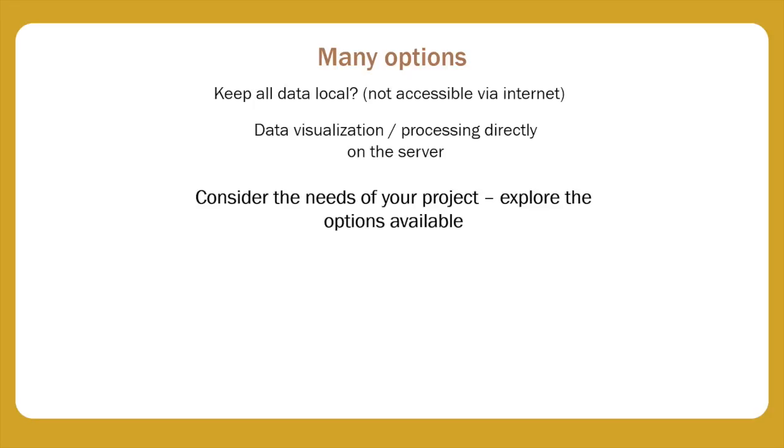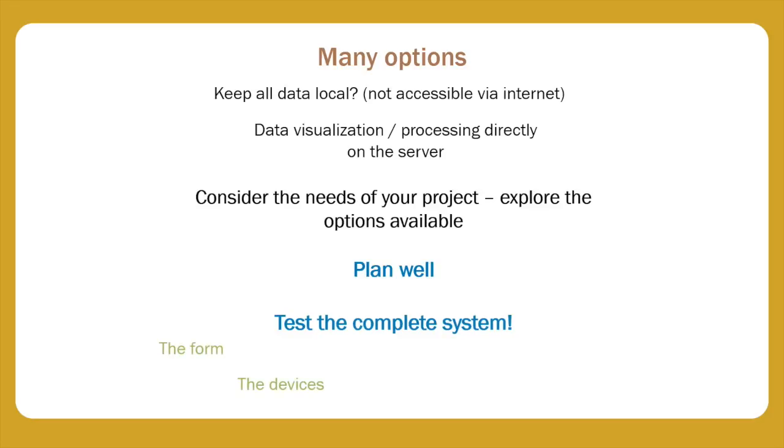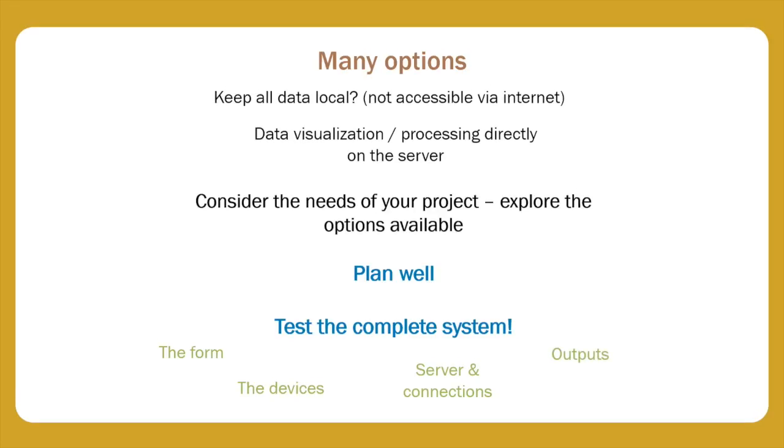Perhaps the most important message of this video is that you should plan your infrastructure well, and make sure the whole system is fully tested and suitable for your project's requirements. This, of course, includes testing the form, and that the form functions well on the mobile devices you choose. It also includes checking the data that you collect is the data that you actually need. It involves testing the connections to your central repository, making sure that everyone has access to it when they need it. And it also involves testing that the data you download is in a suitable format for the processing and analysis that you wish to conduct.